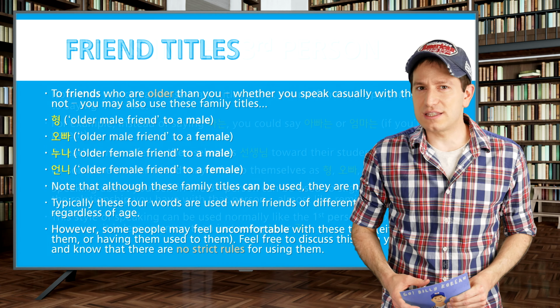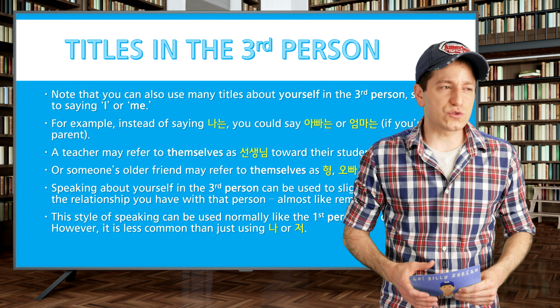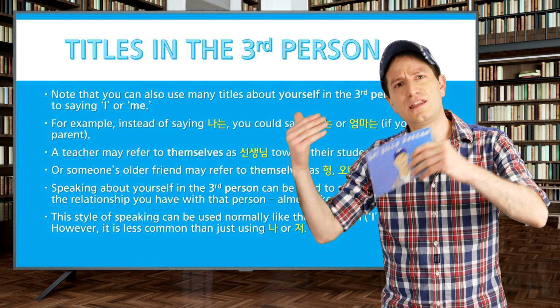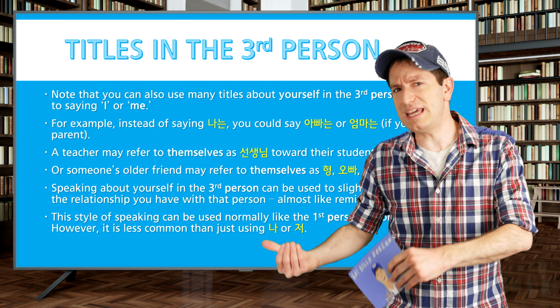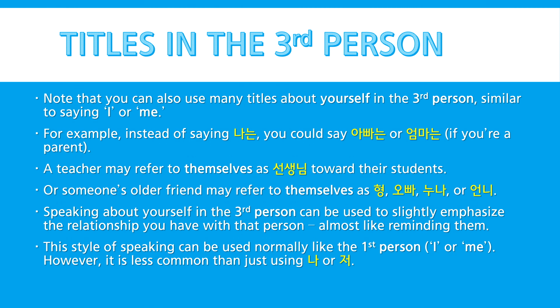You may have already noticed this, but many of these titles are also used when talking about yourself in the third person. So basically being used to say I or me. Let's take a look at how that works. For example, instead of saying 나는, you could say 아빠는 or 엄마는 if you're a parent. A teacher may refer to themselves as 선생님 toward their students. Or someone's older friend may refer to themselves as 형, 오빠, 누나, or 언니.